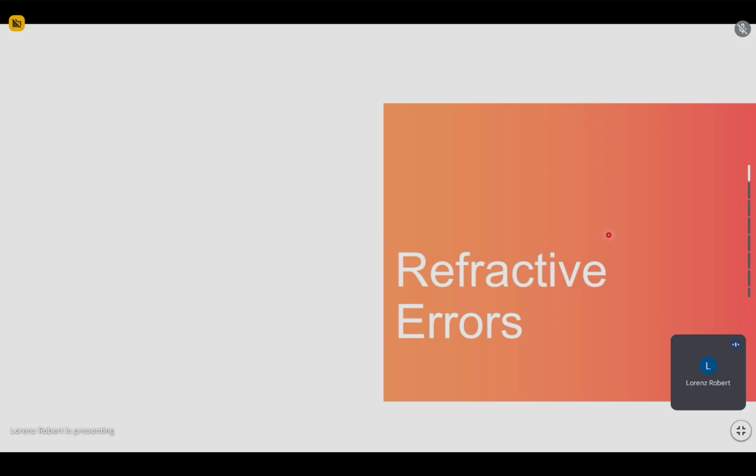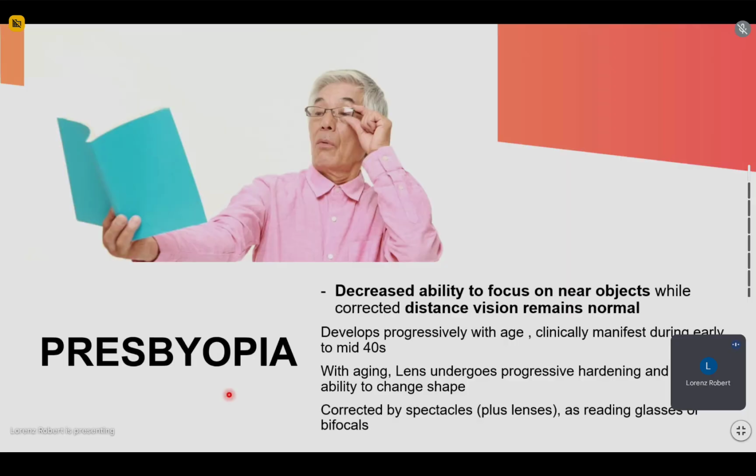Okay, sige. So let's proceed to refractive errors. Let's start with presbyopia. Presbyopia is defined as the decreased ability to focus on near objects when corrected distance vision remains normal. It usually develops with age and presents at around 40 years old. When you become older, the lens becomes hardened, or stiffer, so it does not become more spherical anymore.